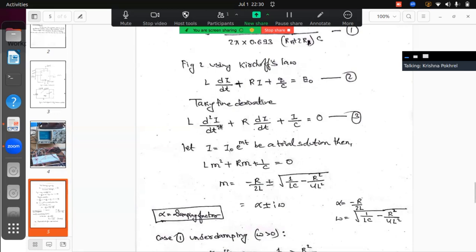So if you put the value of I over here and take the derivative, we'll get equation 3 in the form of this equation. But let me talk about this equation 3 once.